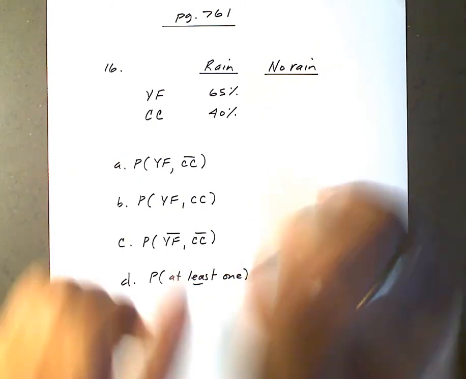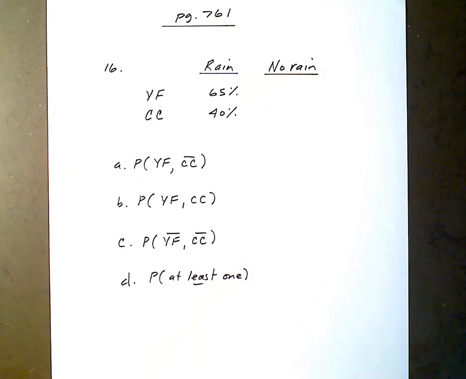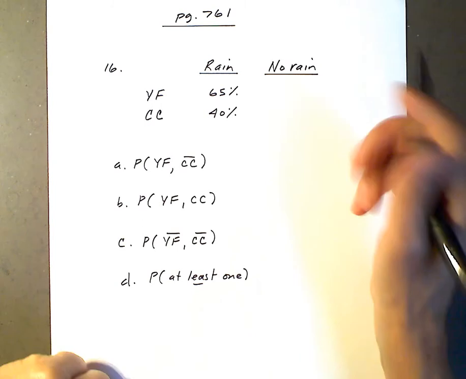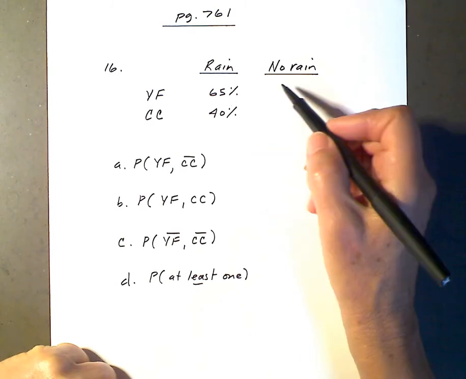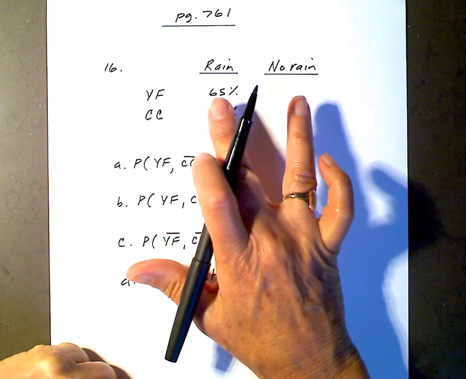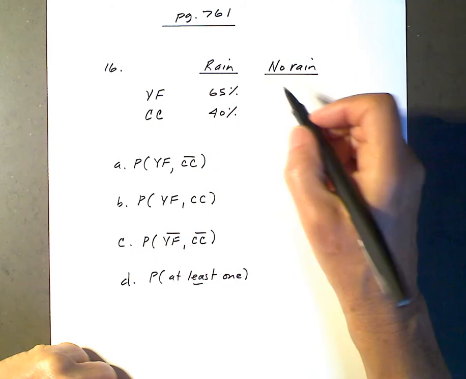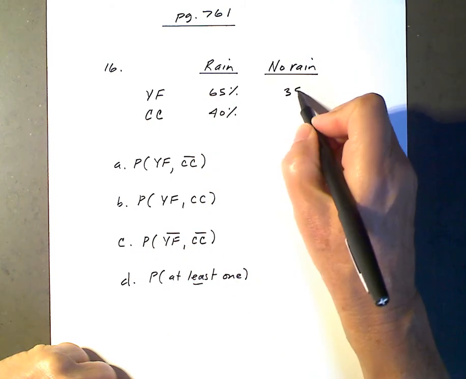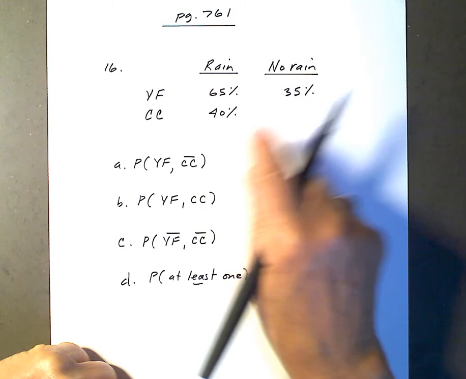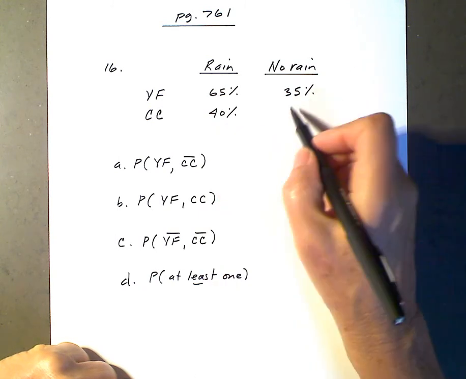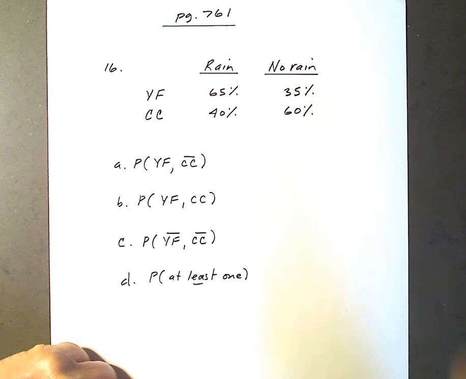So what we want to do is also record the probability that it won't rain. So it either will or it won't, so those two have to add to 100%. So the probability it won't rain in Yellow Falls is 35%, and the probability that it will not rain in Copper Creek is 1 minus 40%, or 60%.